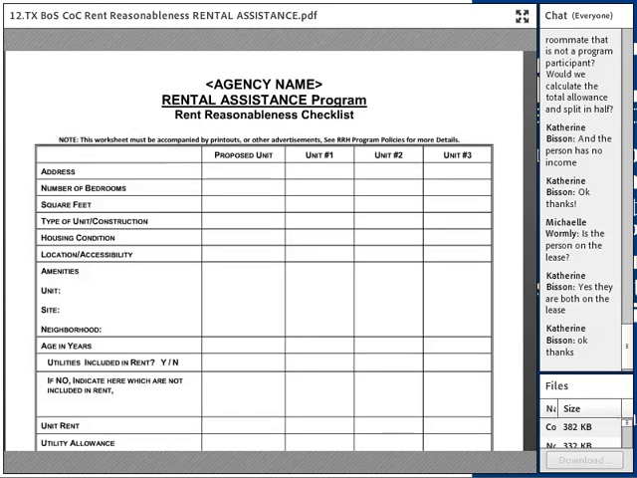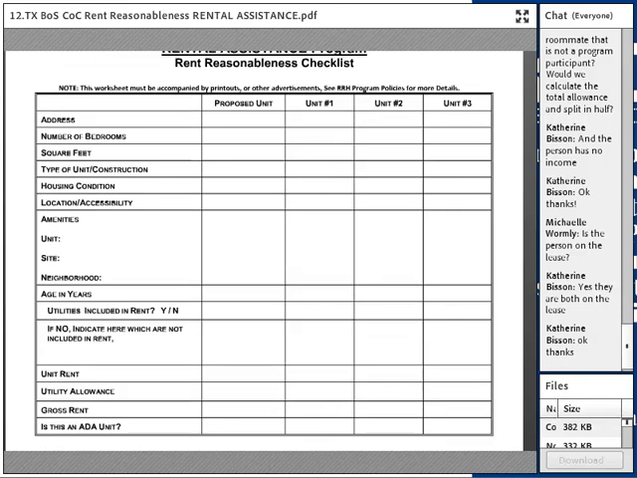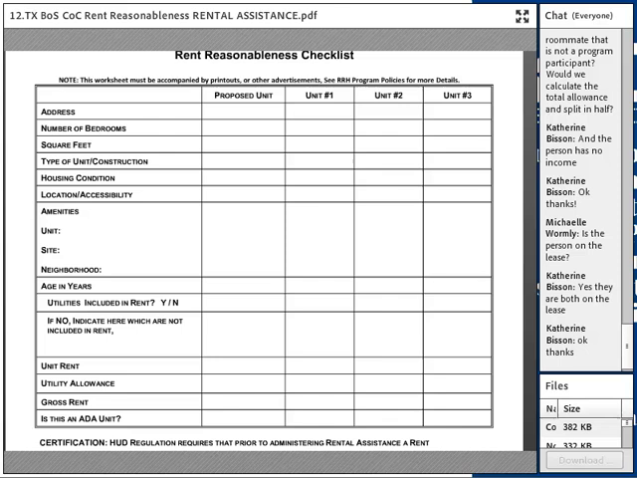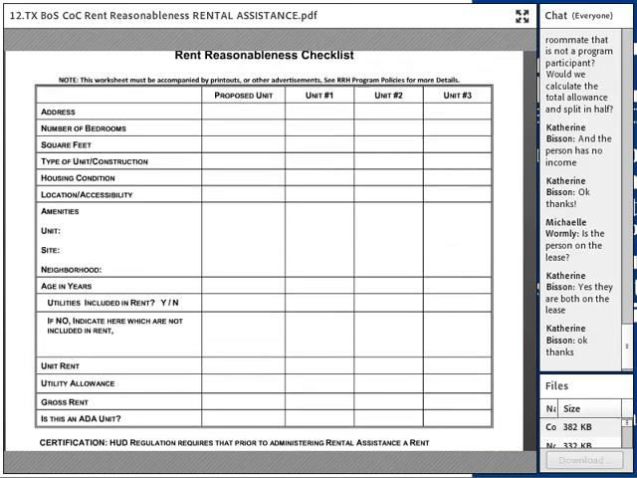This is a pretty standard rent reasonableness checklist. It is available in a Word doc where you can fill in your agency name and all that good stuff. But you'll notice there are a number of boxes that you need to fill in for the proposed unit, and then boxes that you would fill in for the comparable units that you're using to make this rent reasonableness determination.